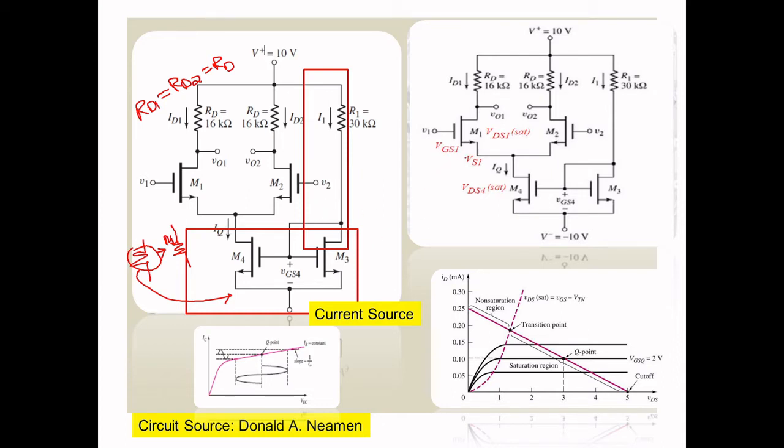Another thing you want to observe here, which will be very useful when you solve the problem: the drop across this is VDS1 saturation and this will be VGS1. So here you want to mark gate, source, drain. Now you can understand, this is for the M1 transistor and this is for the M4 transistor. There is VDS4 saturation. The dual power supply is plus 10 and minus 10. Here you can see this is the saturation point.